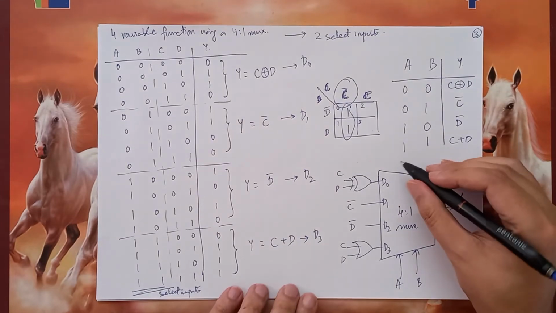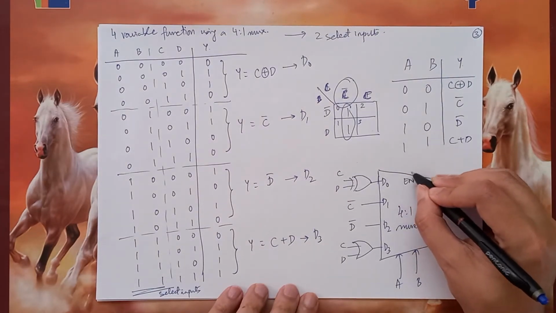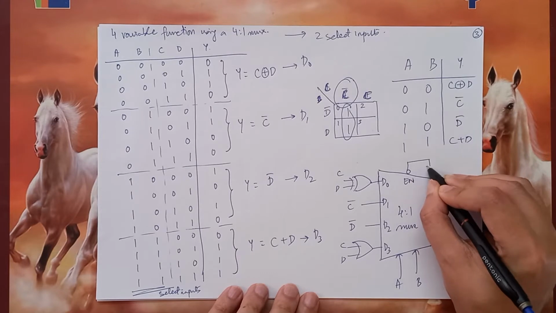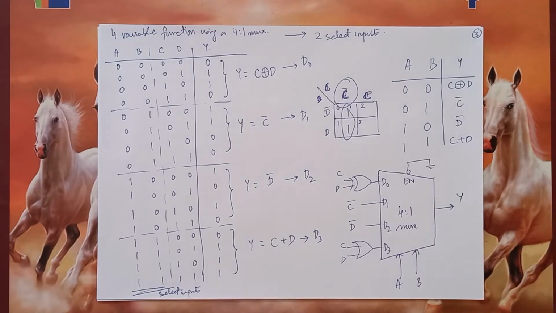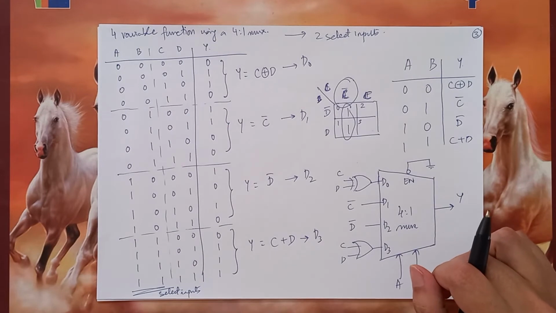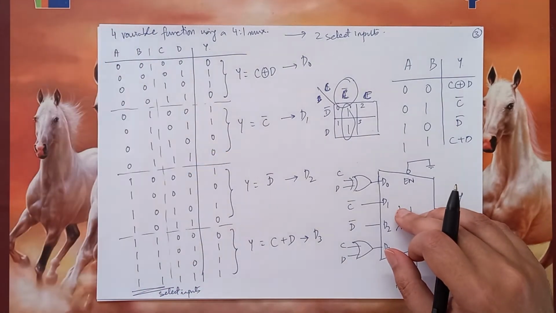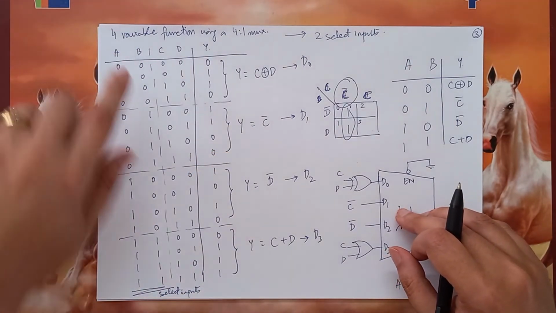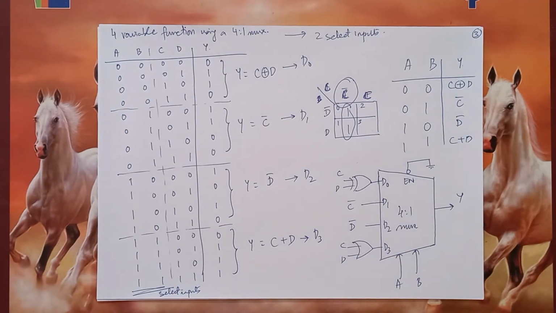As simple as that. Suppose this one has an active low enable, then in that case we will connect it to ground. So this is how you can implement large number of variables using smaller size muxes. Similarly, if you now had to do it using a 2:1 mux, then you would eliminate B, C and D, and A would be the only select input remaining.